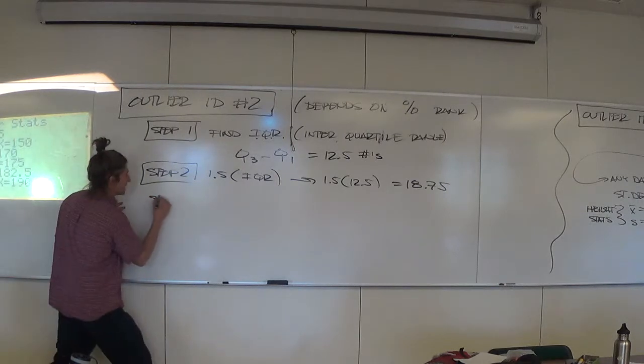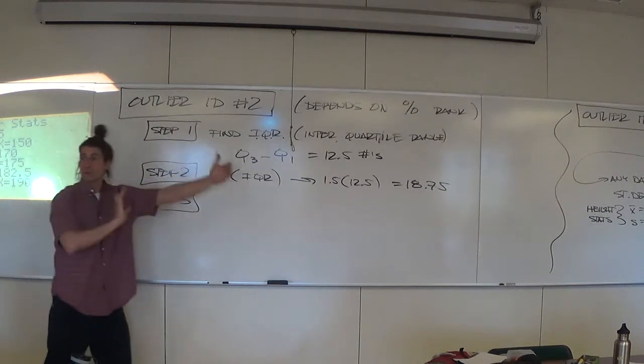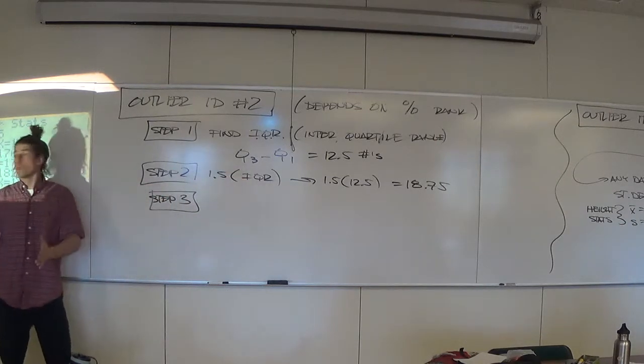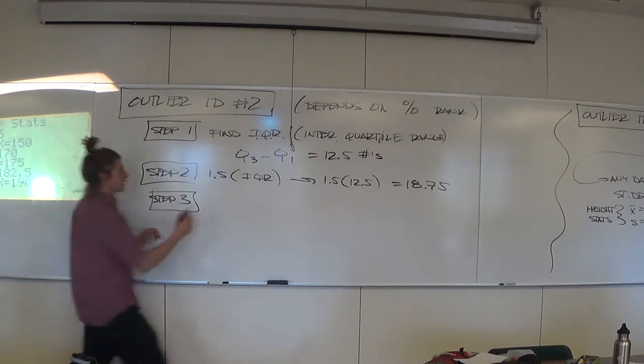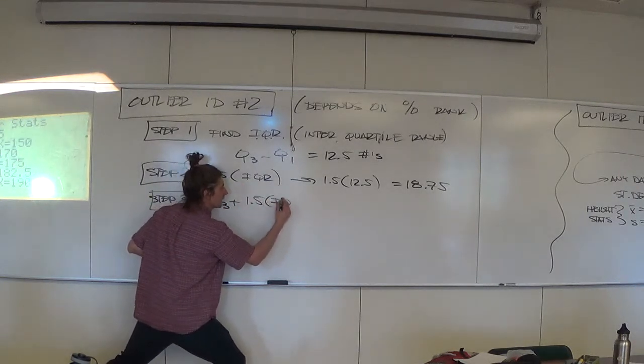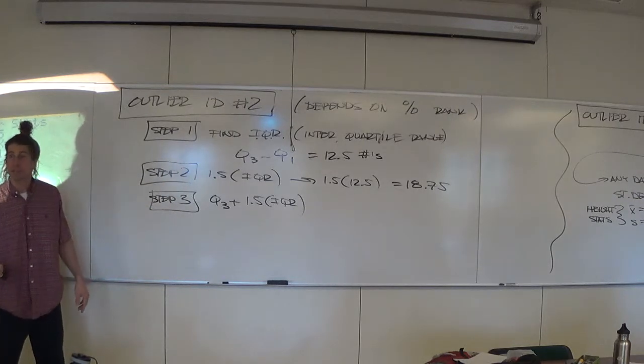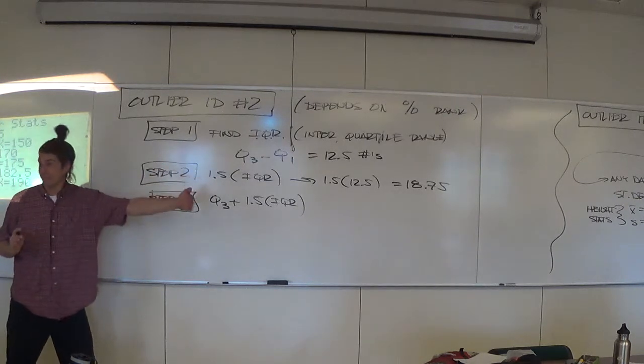So step 3 is set your fences up. You need 2 fences: one above the 3rd quartile and one below the 1st quartile. So you take Q3 plus the number you just calculated. That sets your high fence.